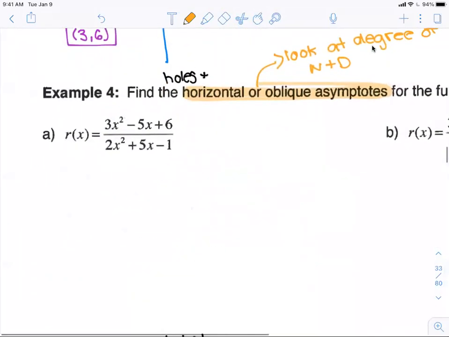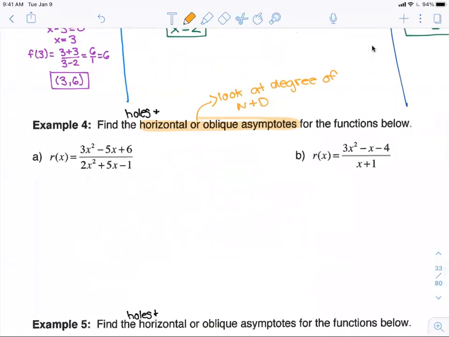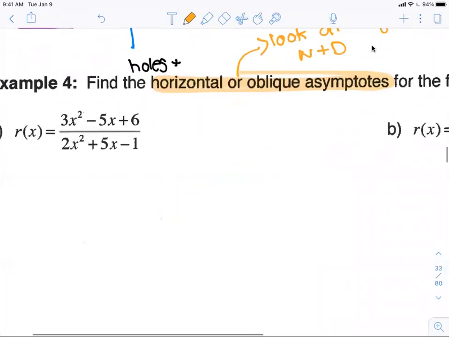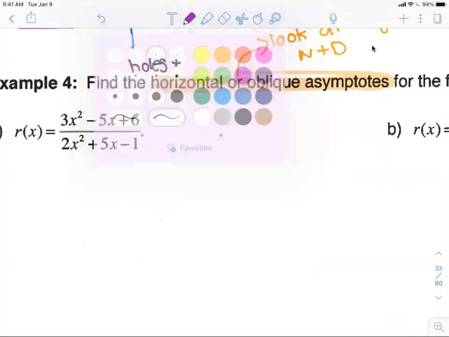So the first thing you're going to try to do is factor, just to see if there are any holes. Two numbers that multiply to 18 and add to -5, there are not. You can try to factor the bottom as well. There are no numbers that multiply to -2 and add to 5, so I'm going to keep it like it is. So there are no holes. So let's start with that.